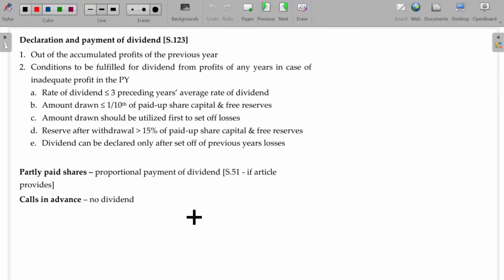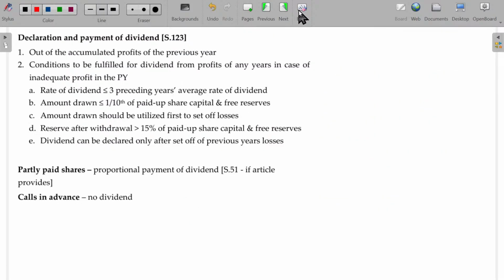Now, remember, dividend declaration out of accumulated profits of the previous year. Now, you can use the current year's profit for the dividend distribution, no problem. Current year's profit is not sufficient, sir. Can I use the previous year profit, accumulated profit for the dividend distribution in the current year? Yes, but there are some restrictions. The restrictions being this one.